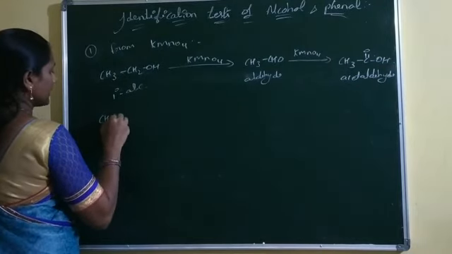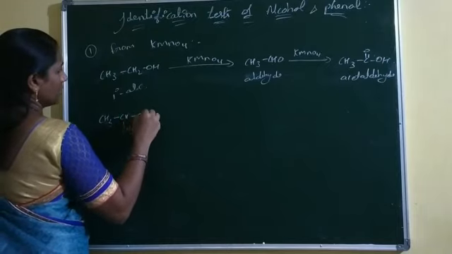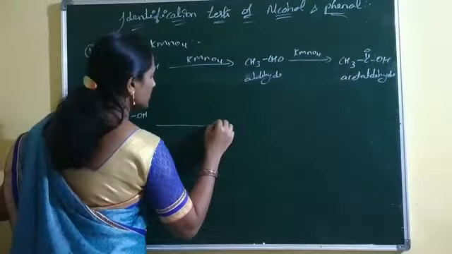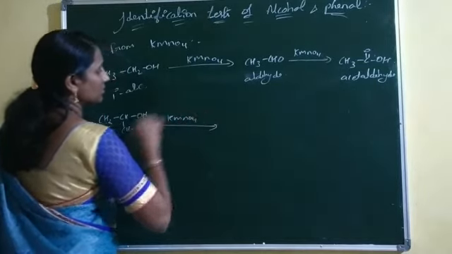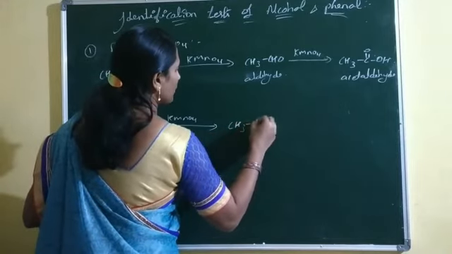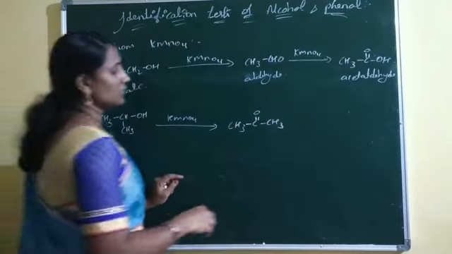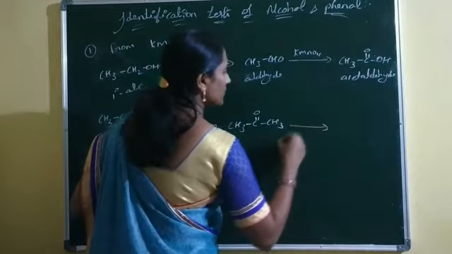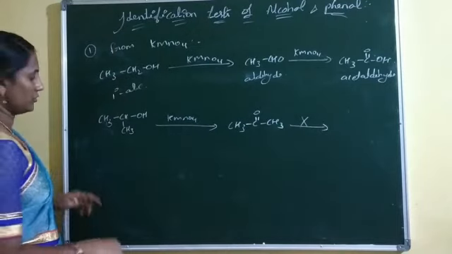Now you take secondary alcohols. The secondary alcohol undergoes oxidation with KMnO4. Secondary alcohols turn to ketone functional group. This ketone functional group does not undergo further reaction with KMnO4.